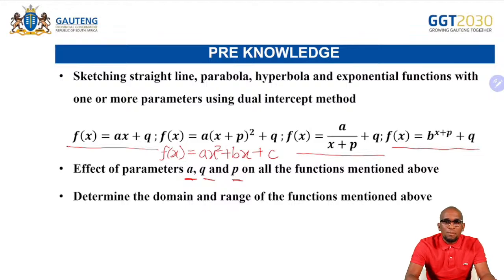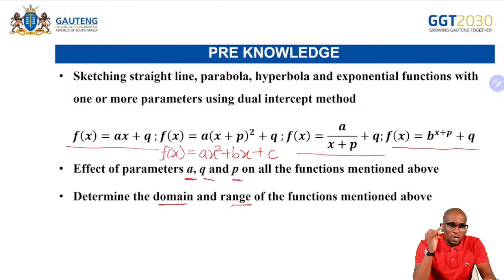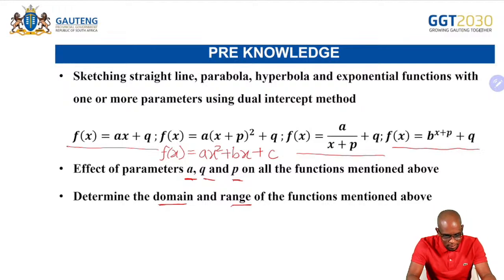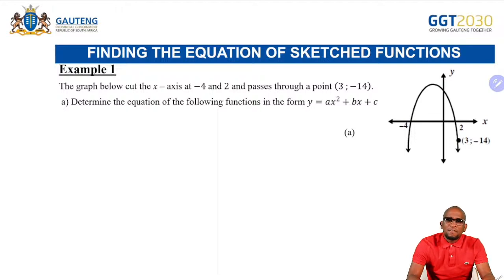Obviously, also you come to this lesson knowing what a domain is and what a range is, and knowing how to determine the domain and the range of all the algebraic functions. Algebraic functions, I mean your linear function, your quadratic function, your hyperbolic function, as well as your exponential function. Right. Now, let us dive straight into the examples. We are first going to look at finding equations of all the functions that you studied. We are just going to revise finding those equations.